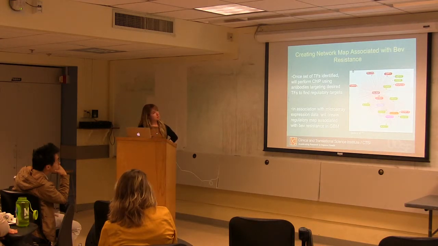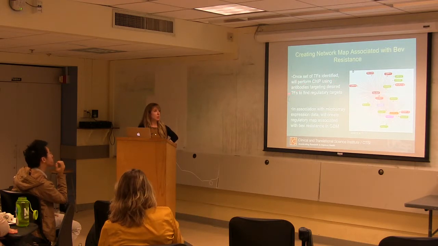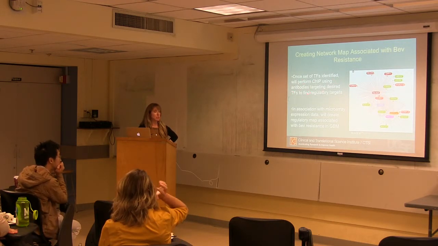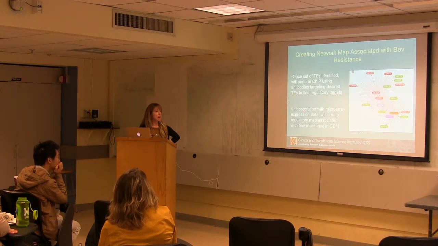Once that has been done, I can perform ChIP again, but now using antibodies that are specifically targeting those transcription factors to figure out what their regulatory targets are, and figure out which genes are being activated, and then I can create a regulatory map of what is going on in the resistance.